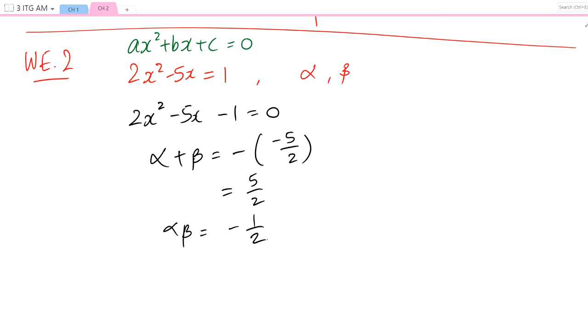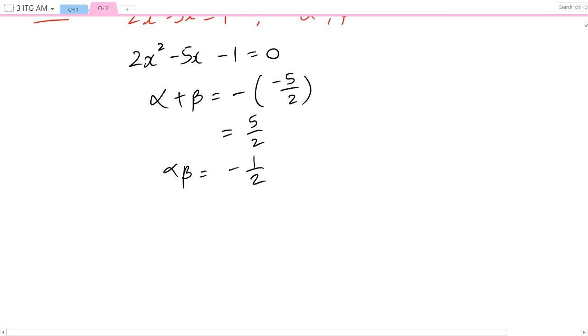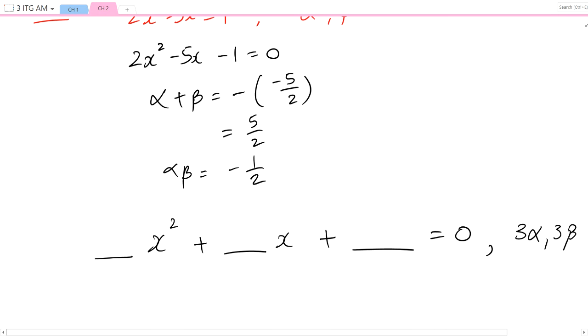So next, I'm supposed to form equations whose roots are 3 alpha and 3 beta. You are supposed to come up with a new equation: something x squared plus something x plus something equals to 0, and the roots are 3 alpha, 3 beta. How do we fill in the blanks over here?